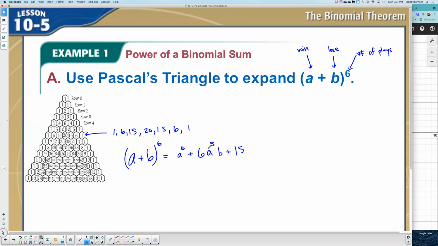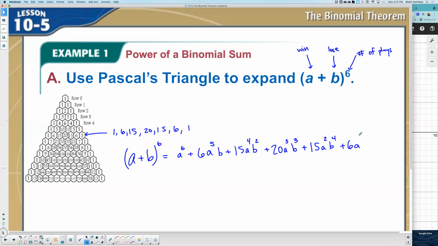You have 6 people who win 5, lose once. You'd have 15 people who would win how many times? 4 games, and they would lose how many games? Twice. You're getting the pattern, maybe. What comes after 15? 20. You'd have 20 people who would win 3, lose 3. You would have 15 who would win 2 and lose 4.